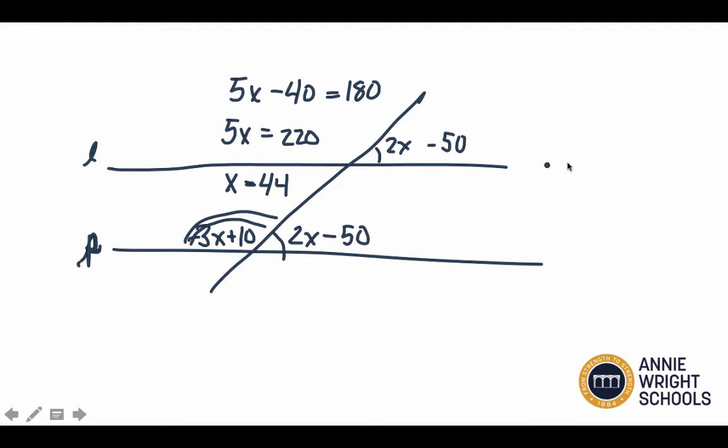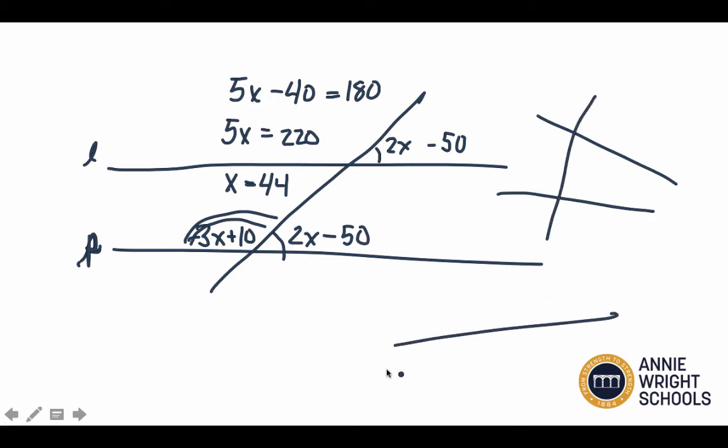If x is any other value, it's fine. It just may mean line L and line P look something like that. Or it may mean that line L and line P look something like this. The only way line L and line P get these little marks to show that they're parallel would be if x is 44.